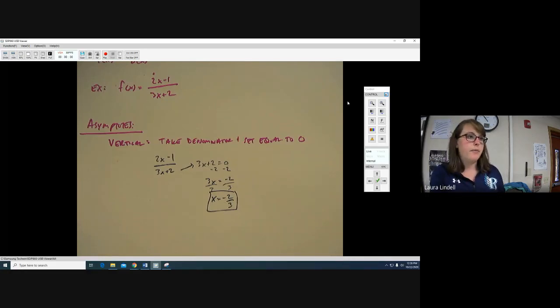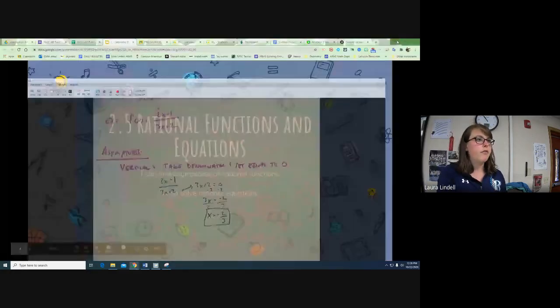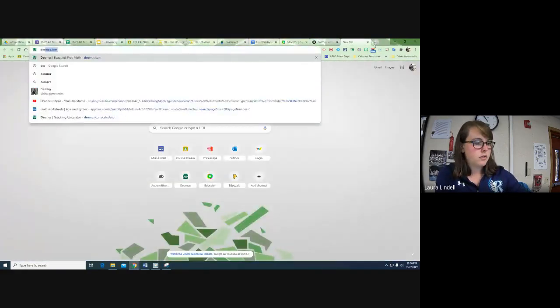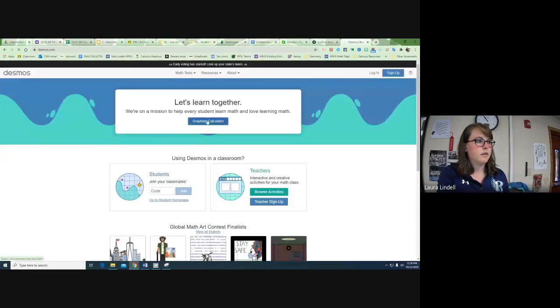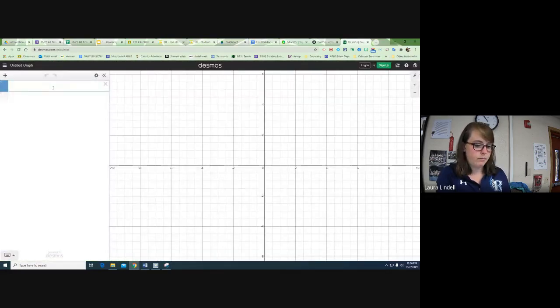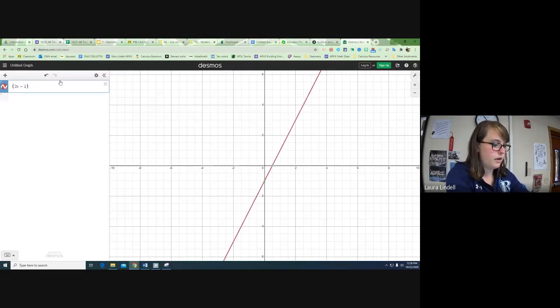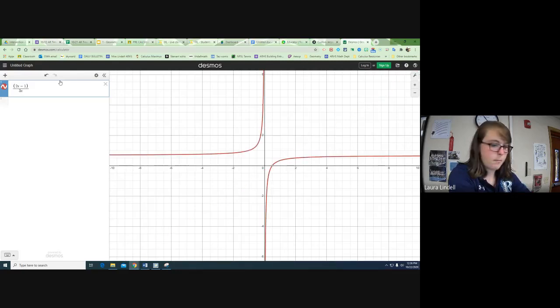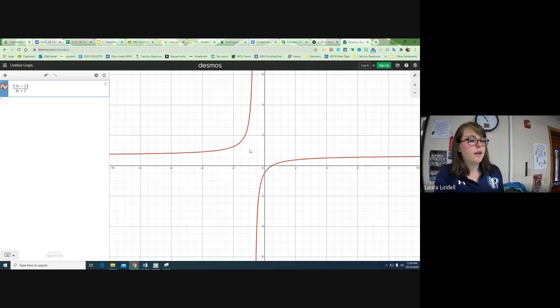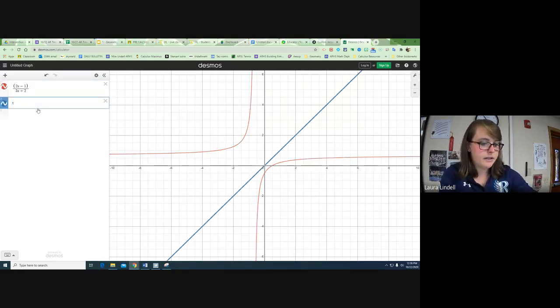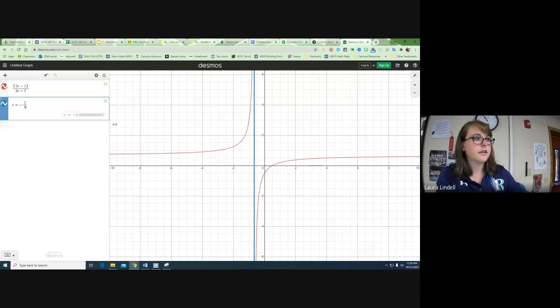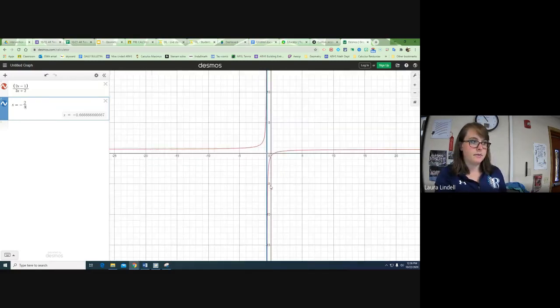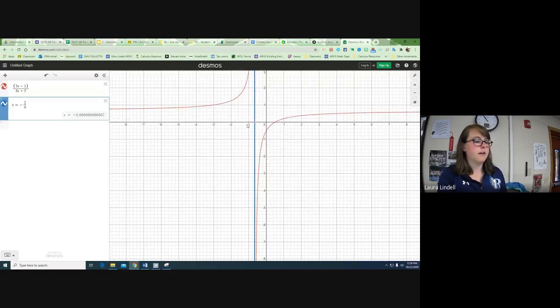And then if we wanted to see how this would look on the graph, we can plot this. We get 2x minus 1 over 3x plus 2. And if I plot the line x equals negative 2/3, we can see that this is the asymptote. So we did it correctly there. So that would be the vertical asymptote for that.